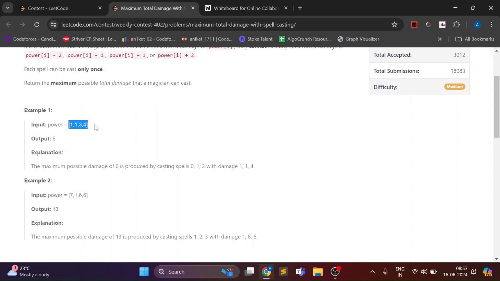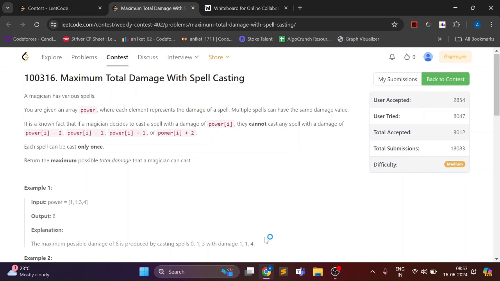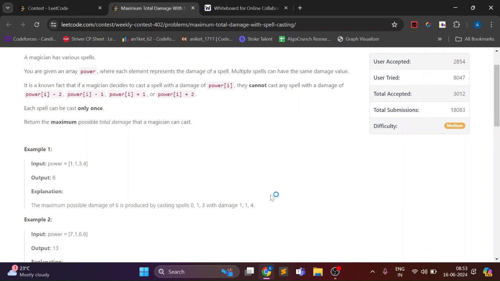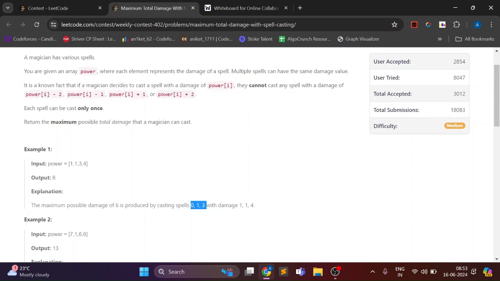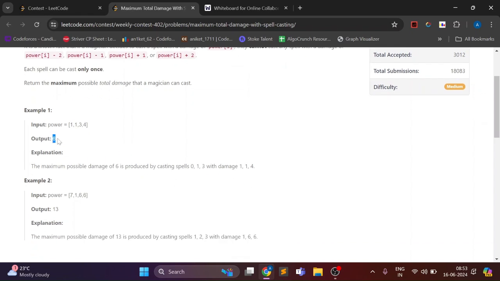For example, let's say the array is 1 1 3 4, the maximum can be 6. Now how can 6 be produced? By casting spells at index 0, 1, 3, which is 1, 1, 4. Now for these indexes, if you try to match this condition, there will be no condition violated, so this is a valid choice of spells, and we cannot get any more damage than 6. That's the answer here, 6.